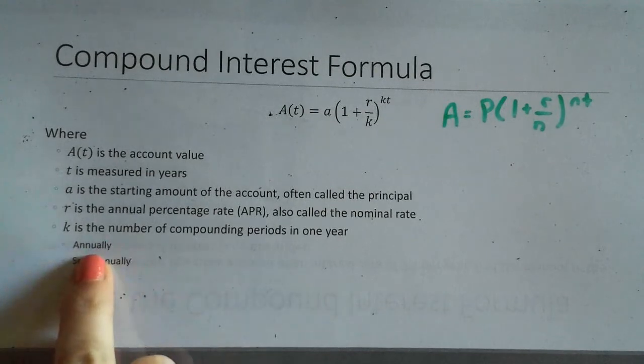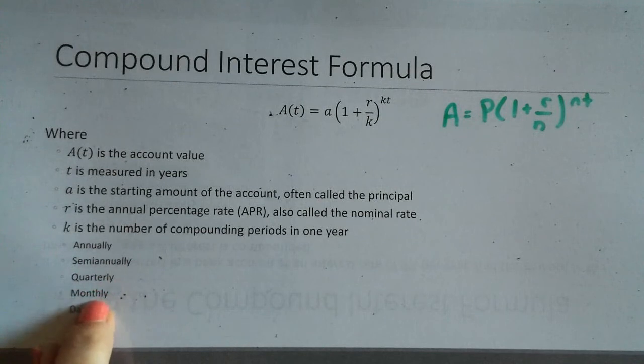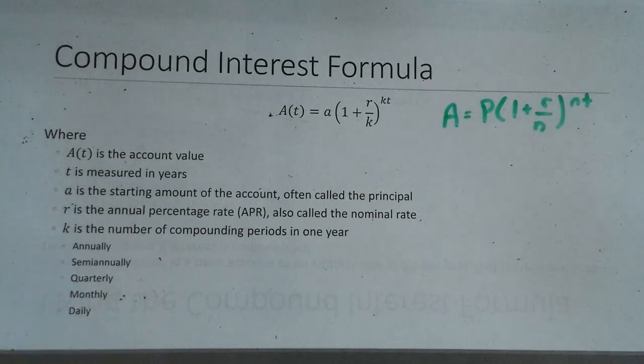So if we are compounding annually, that means once per year, so k is 1. If we're compounding semi-annually, then k equals 2 because that's twice a year. Quarterly, k equals 4 because that's 4 times per year. Monthly, k equals 12 because monthly is 12 times a year. And daily, we'll go with 365.